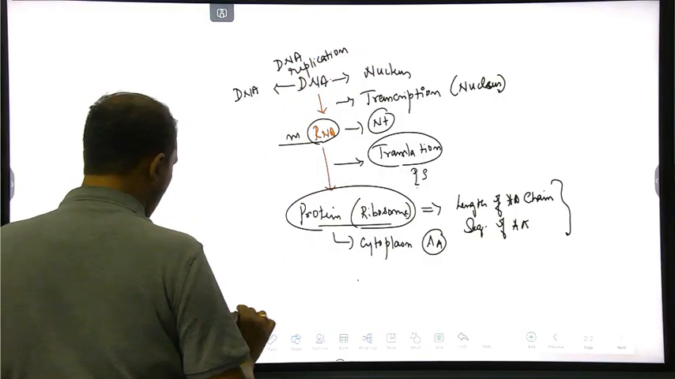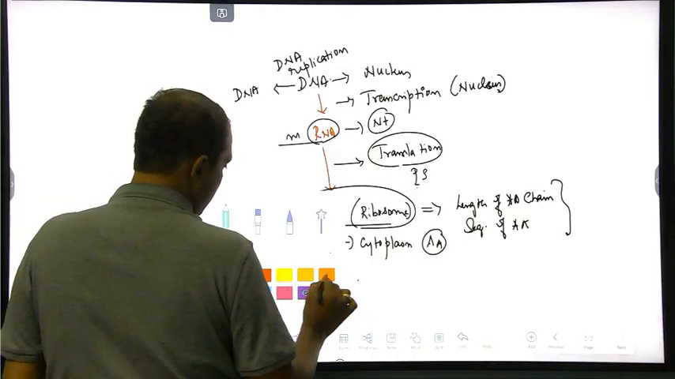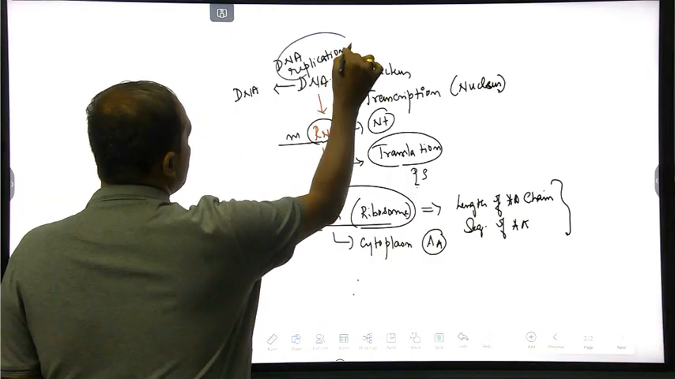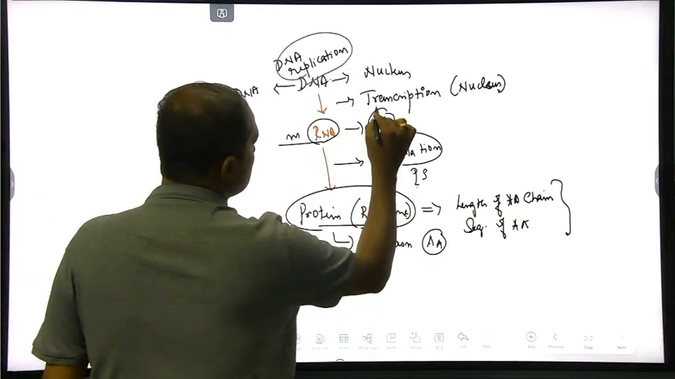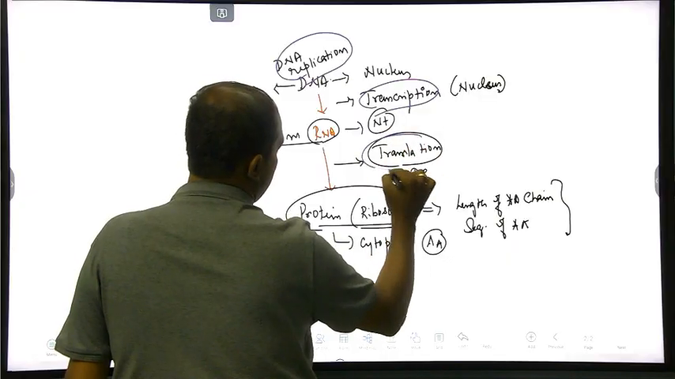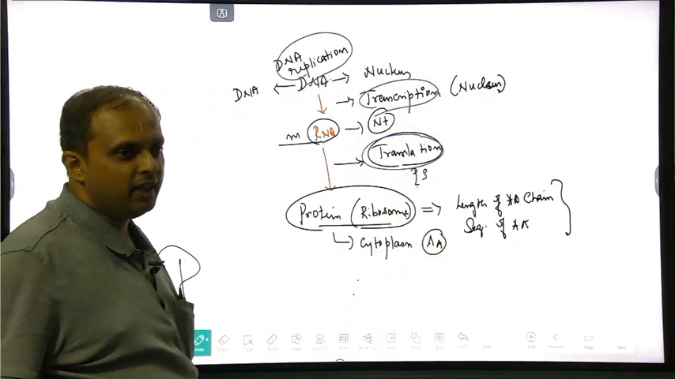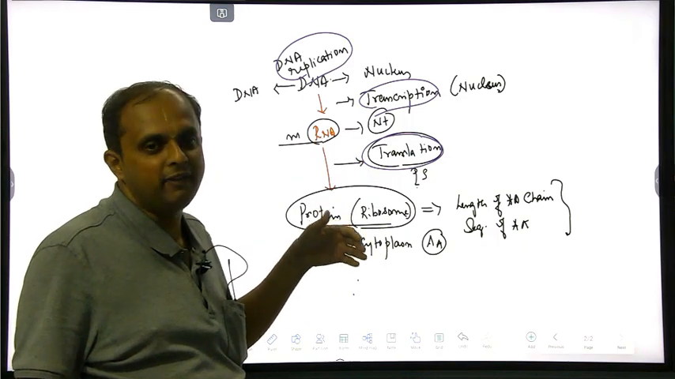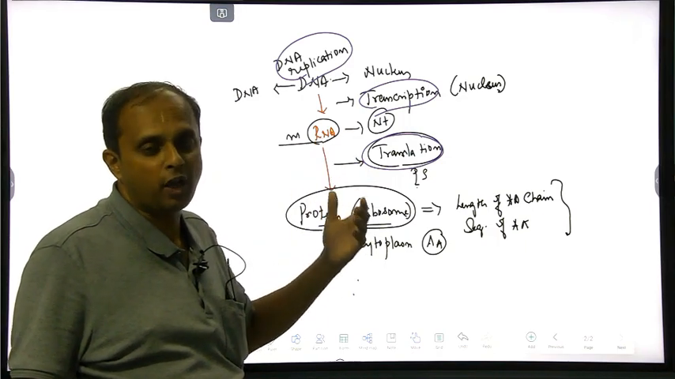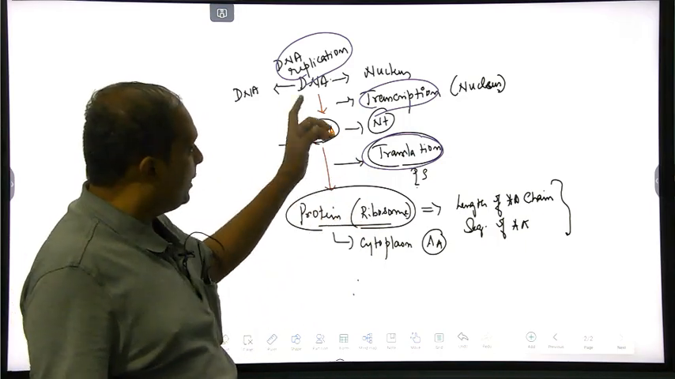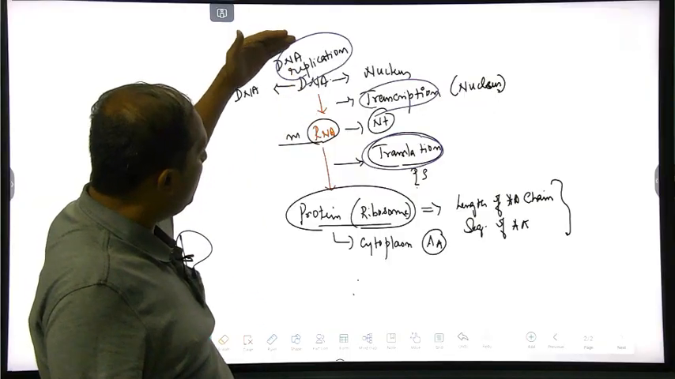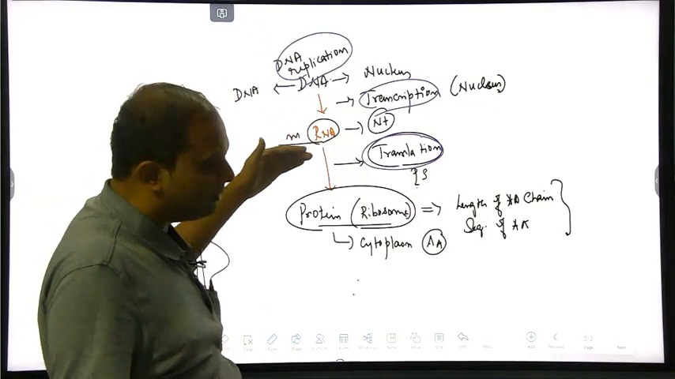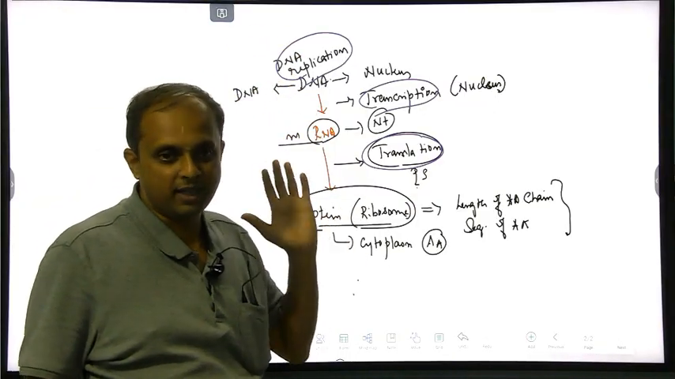So how many checkpoints do you have here? You have DNA replication, you have transcription, and you have translation. So these three combine in this particular order, and we call it the central dogma of molecular biology. I repeat, the information flows from DNA to RNA, then to protein. Hope things are clear.